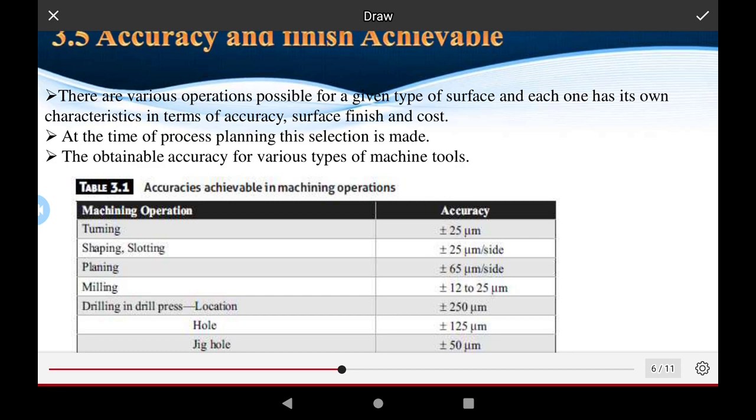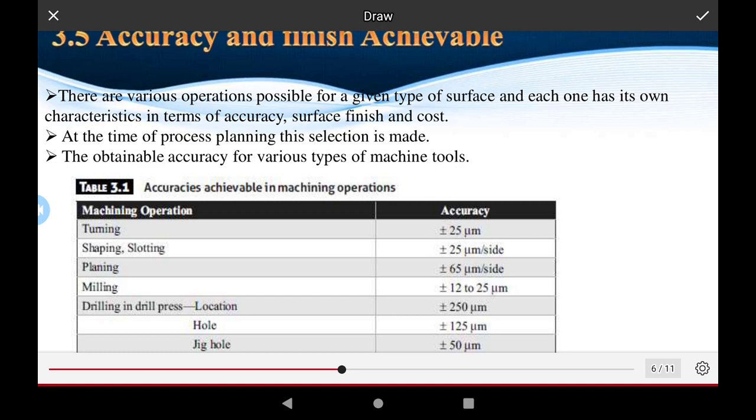At the time of process planning, the selection of the proper manufacturing operation is made to complete the production and achieve a smooth surface and finished product according to the time management of the system. The accuracy obtained depends on the various types of machine tools used in the operation and the various types of product design made for this operation.